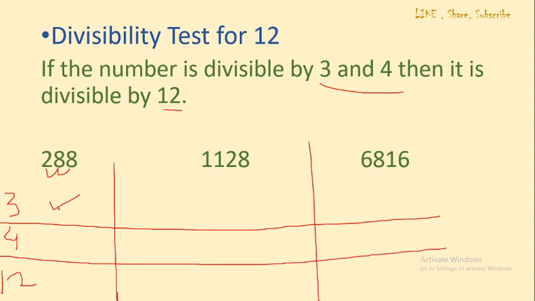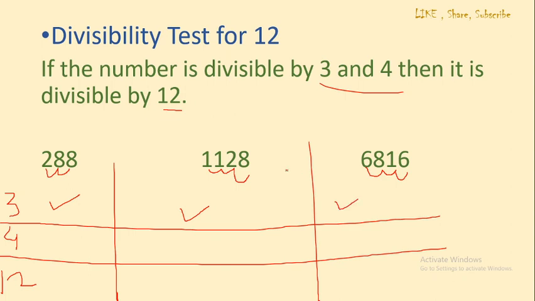That will go easy. Again we'll check for 3 now. Add all these numbers. 1 plus 1 is 2, 2 plus 2 is 4, and 4 plus 8 is 12, and 12 is divisible by 3, so this number is divisible by 3. Again 6 plus 8 is 14, 14 plus 1 is 15, and 15 plus 6 is 21, and 21 is again divisible by 3.